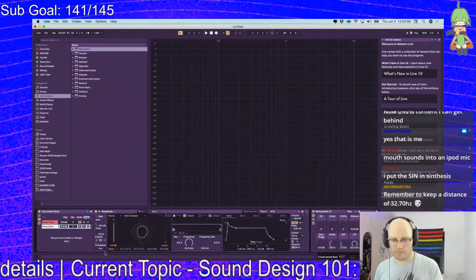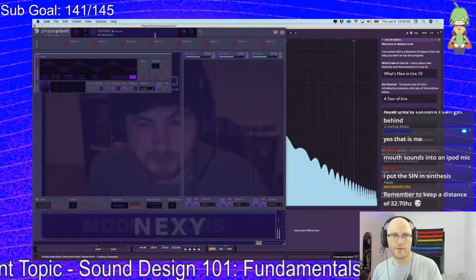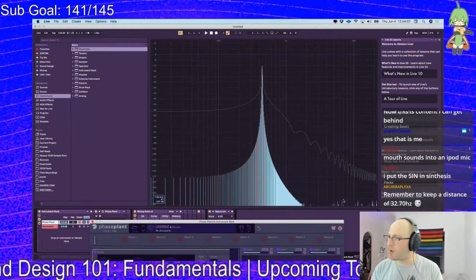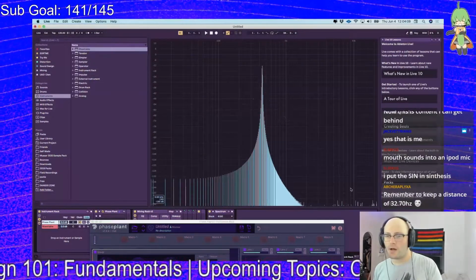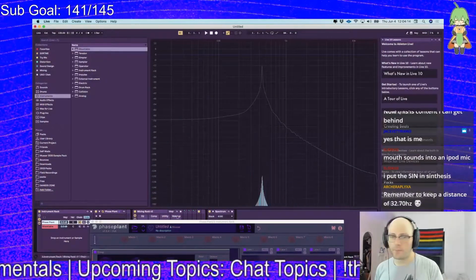If I keep this up, and we go back to our sine wave, you can see there's that momentary spike. There's a couple bits of what we would consider noise or artifacts in the signal, but there's just a single pure tone.